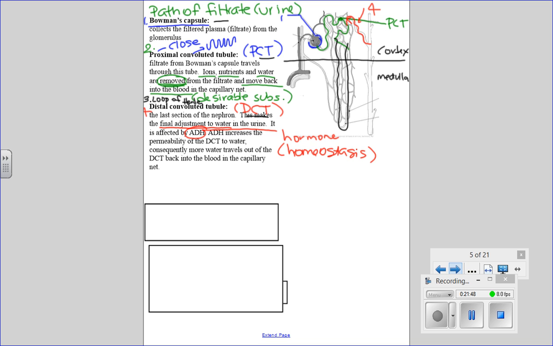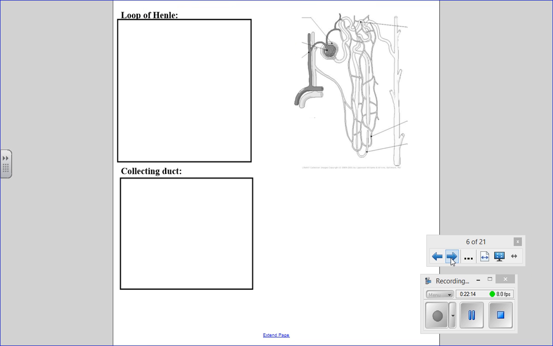All right, so we just have one more slide where we'll talk about the other two pieces of the nephron, the two pieces that dip down into the medulla. Is anyone still writing? I see a couple people still writing things, so I'll just stop and wait for a second. Okay.